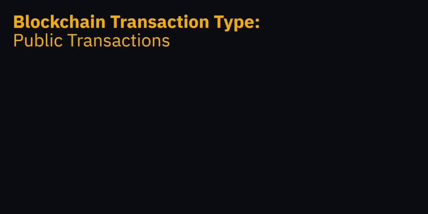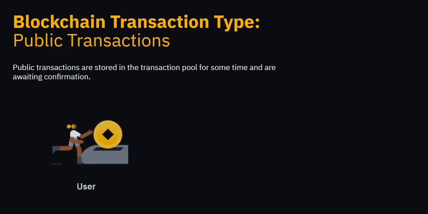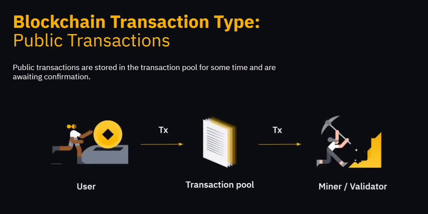Moving on, let's explore the types of transactions: public and private transactions. Public transactions are initially stored in the transaction pool, awaiting confirmation. When you initiate a public transaction, it enters the transaction pool and awaits selection by miners. Once a miner selects the transaction, they validate it before adding it to the blockchain.